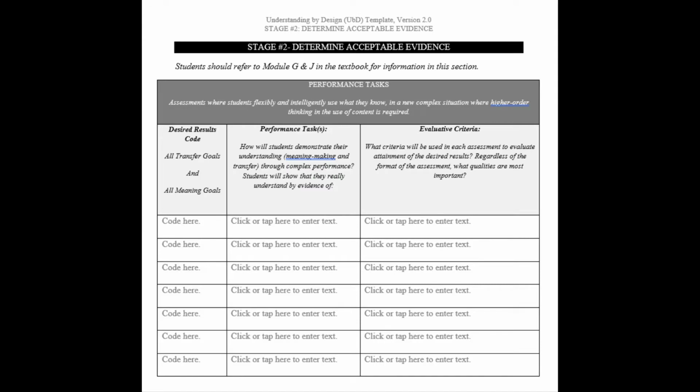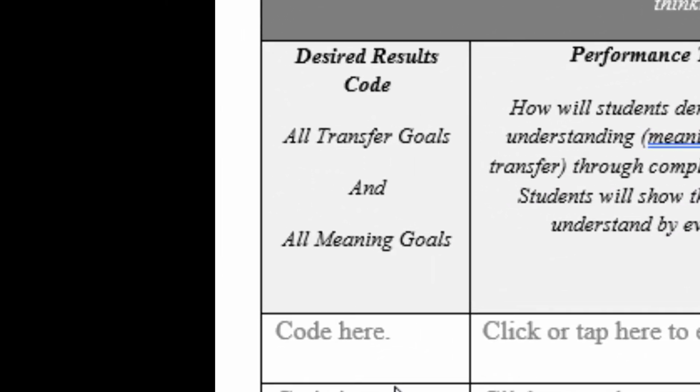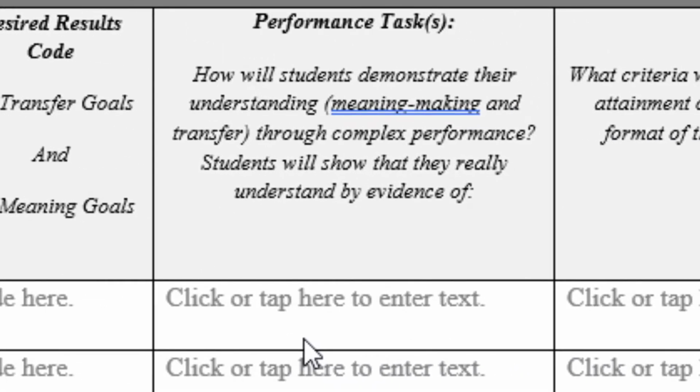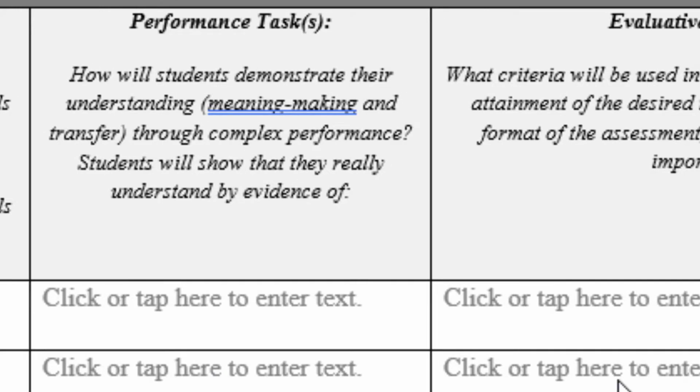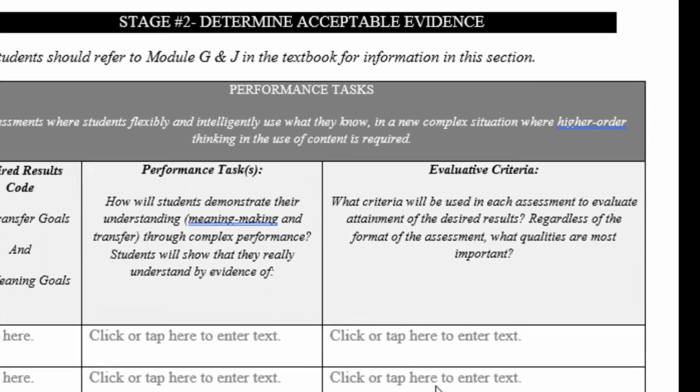Here's where we're going to write down the performance tasks, the tasks that a student actually needs to do. In this first block here, you see that this is going to be the transfer and meaning goals that you created from stage 1. In this next column, the performance tasks, these are the things that the student is actually going to perform to show that they get it. And in this third column, we have the evaluative criteria, or the criteria that the instructor is going to evaluate the performance against.